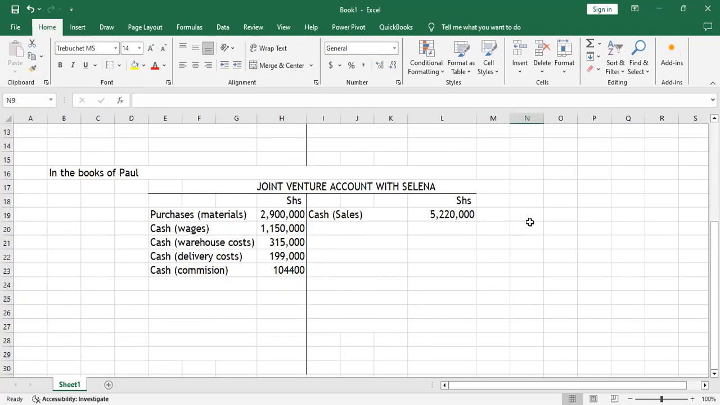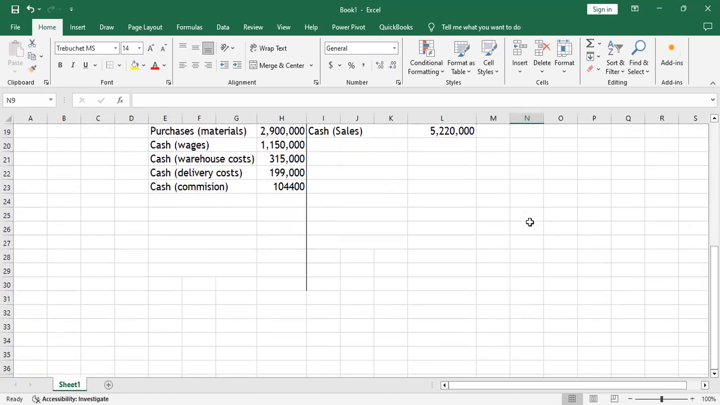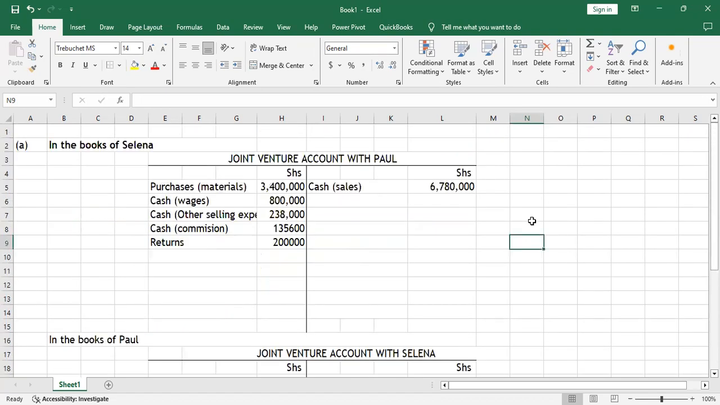So these are the two accounts we have, and the entries shown above are entered using the basic double entry principles. Of course, in Serena's books of account, there will be a credit entry in the purchases account in her general ledger of 3.4 million, simply because we have debited purchases in the joint venture account. Of course, there will also be credit entries in her cash books.